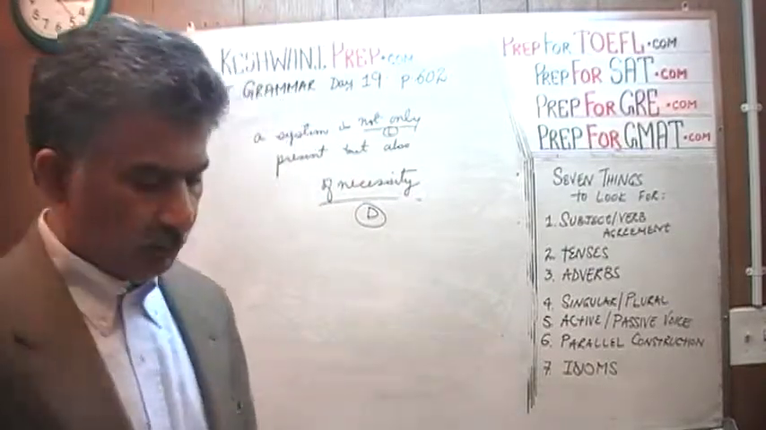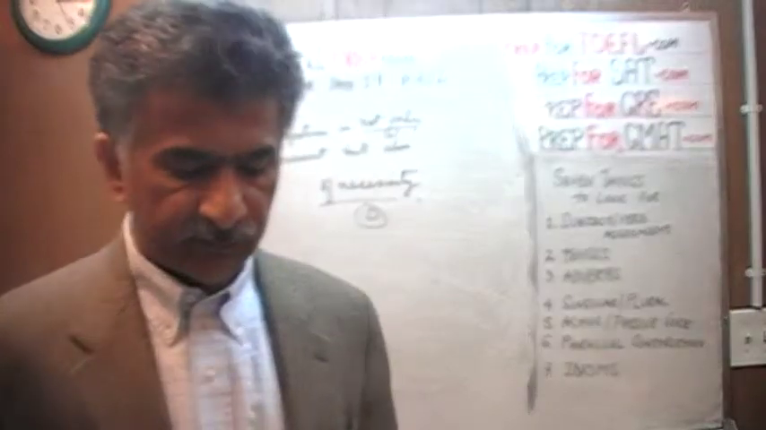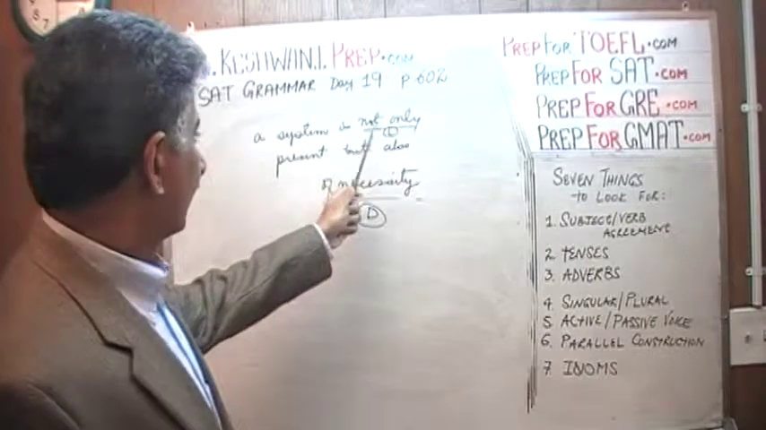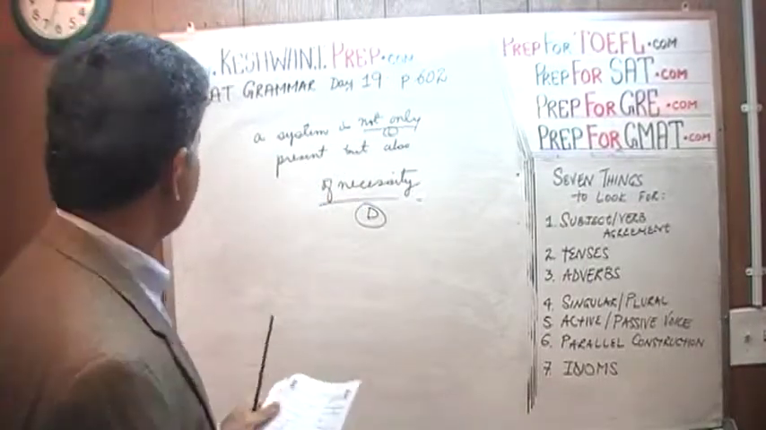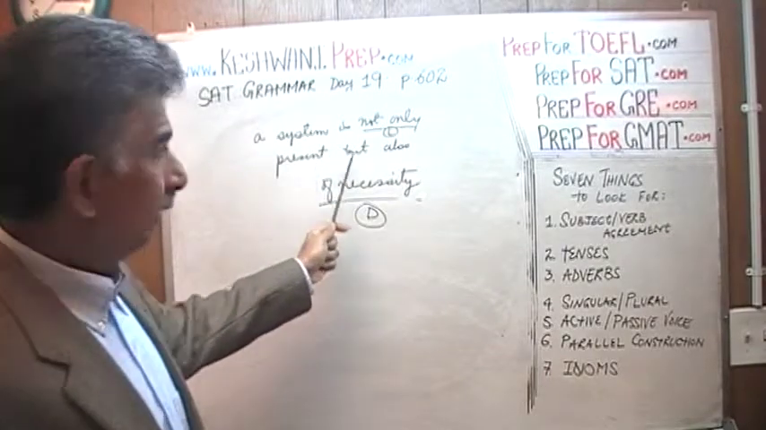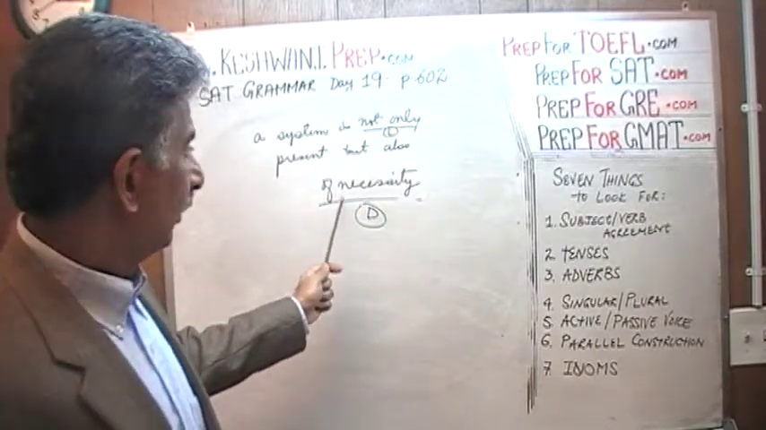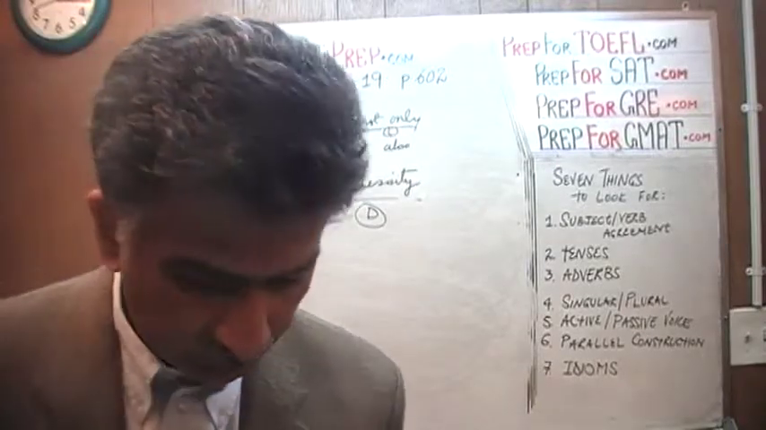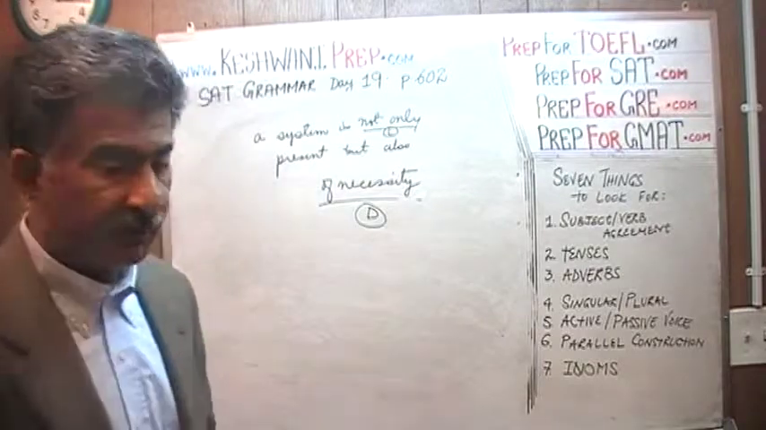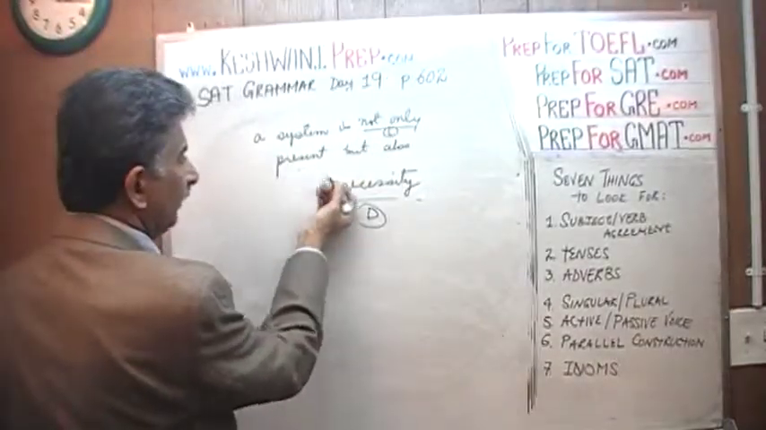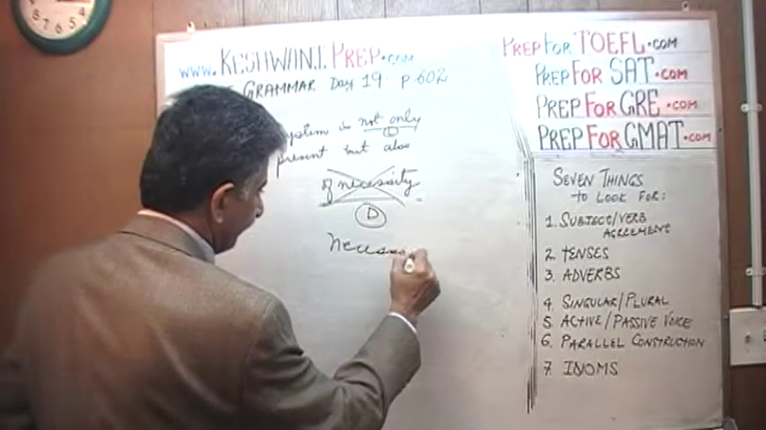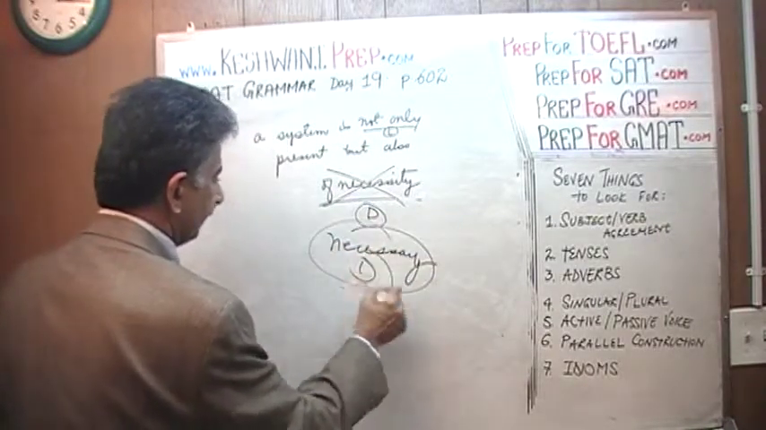It says, social scientists agree that a system for exchanging goods and services is not only present, but also, it reads, of necessity. Instead of saying a system is not only present, but also of necessity, what it should say is a system is not only present, but also necessary. The answer is D.